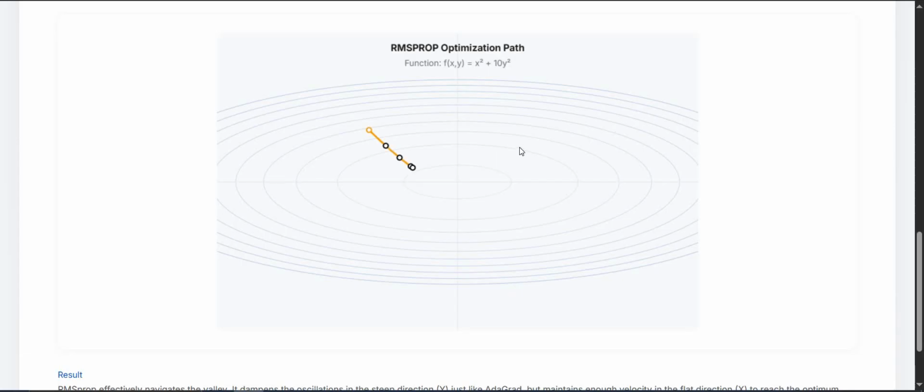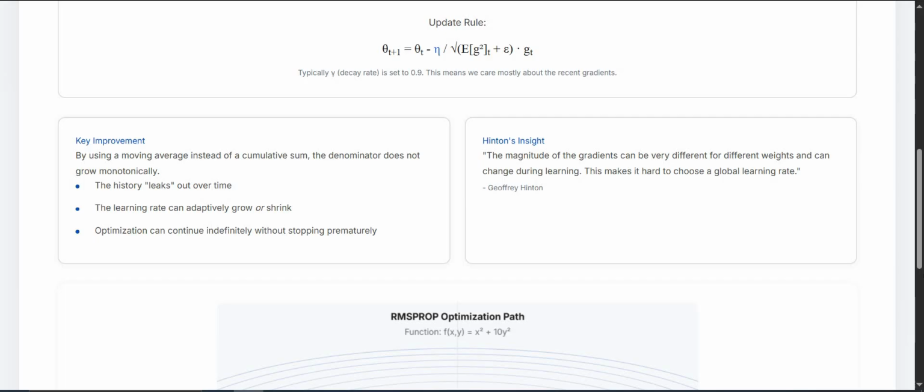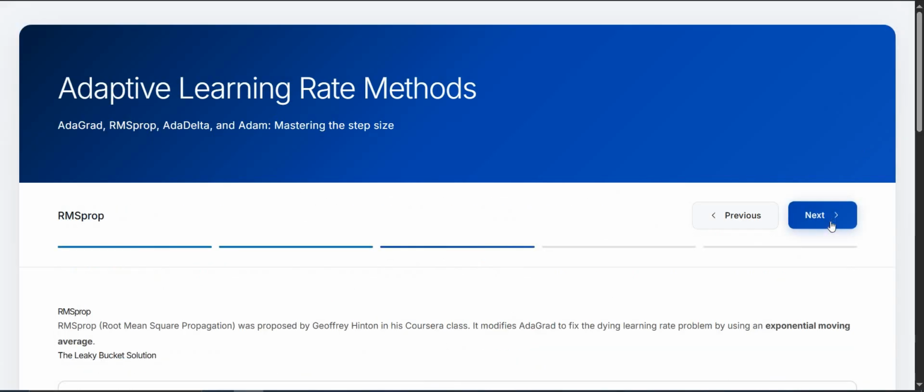Okay, and when you look at the RMSProp contour figure, you can see how the path bends smoothly. It still reduces the learning rate in steep directions, but because the average doesn't grow forever, the optimizer keeps enough velocity to reach the minimum. And in practice, RMSProp became particularly popular for models like RNNs, since their gradients can vary widely depending on the context. Okay, and let's continue.